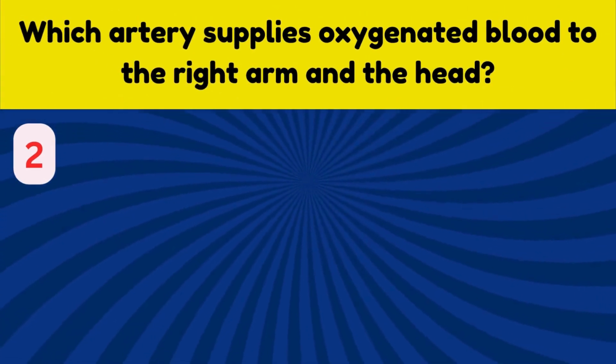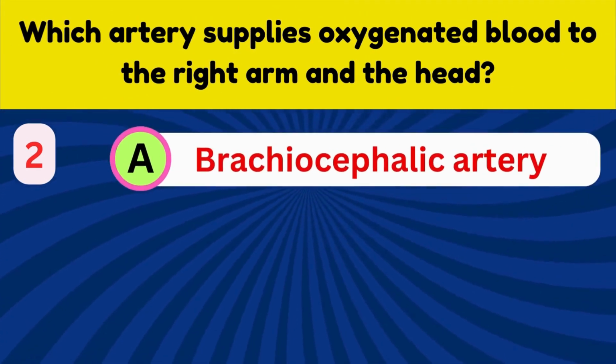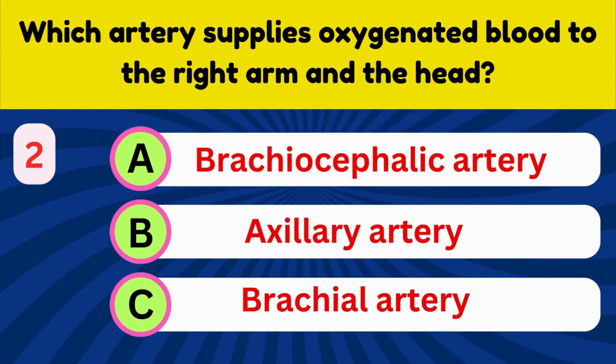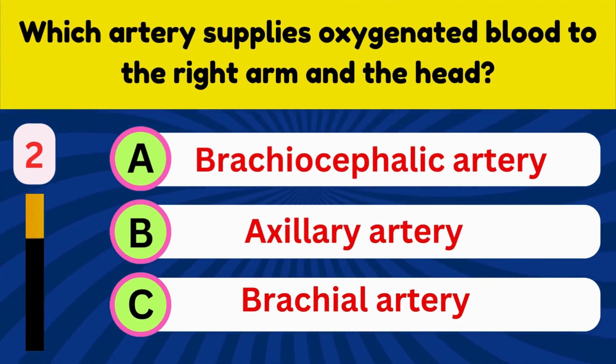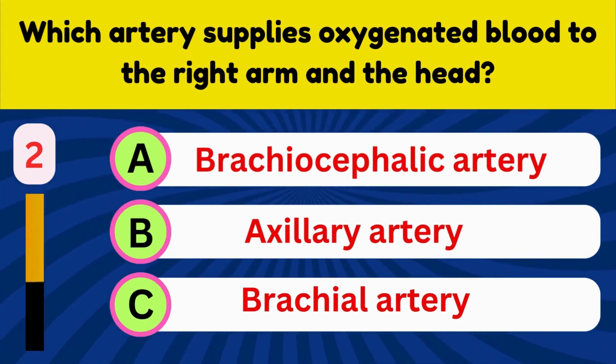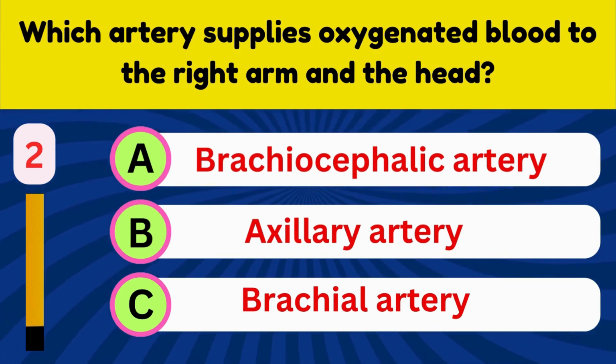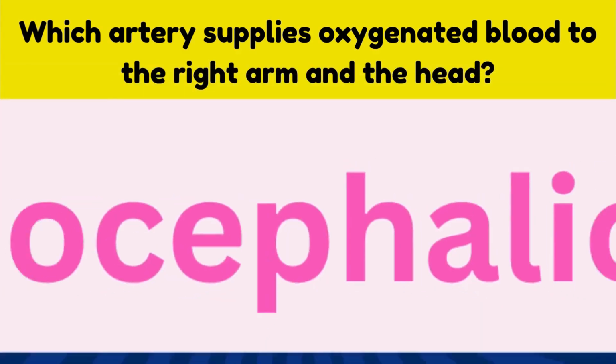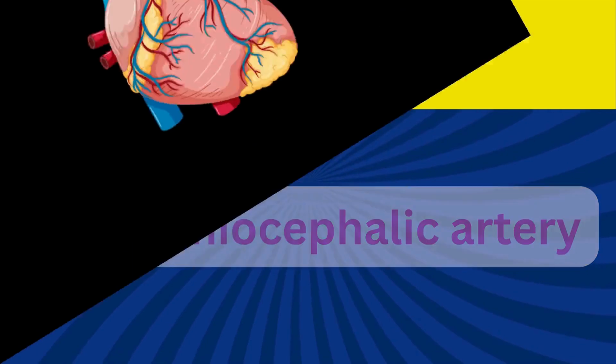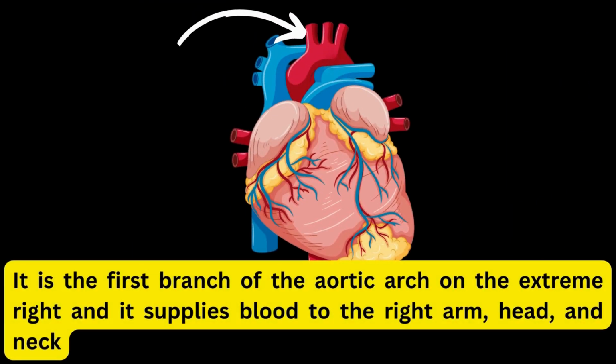Which artery supplies oxygenated blood to the right arm and the head? Brachiocephalic artery. It is the first branch of the aortic arch on the extreme right, and it supplies blood to the right arm, head, and neck.